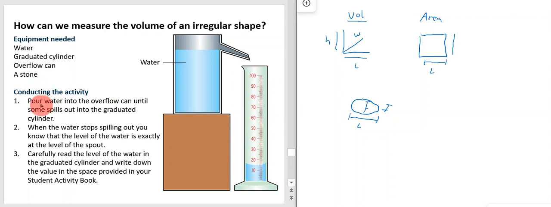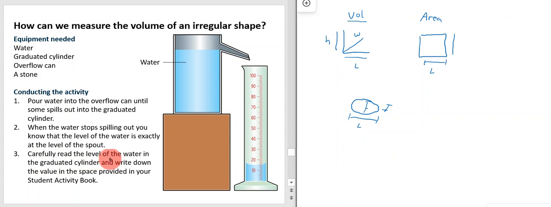So how do you do it? You pour water into the overflow can until some spills out into the graduated cylinder. So you pour it in until some of it spills out, and then you just leave it to make sure it's on a level surface like that. And then you can empty this and get rid of the bit that's spilt out. When the water stops spilling out, you know that the level of the water is exactly at the level of the spout. So this is the spout up here.